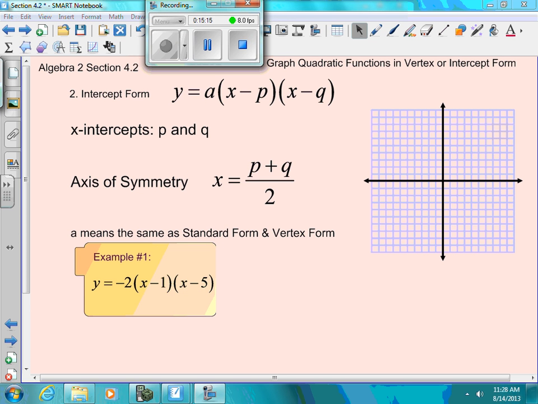Okay, the last one we're going to learn about today is intercept form. Intercept form, y equals a times x minus p times x minus q. I call this factored form as well sometimes. Why? Because it's factored. It's two binomials with a monomial possibly in front of it. That's what it is to me. So sometimes I slip up and I say factored form. That's, to me, the same thing as intercept form.